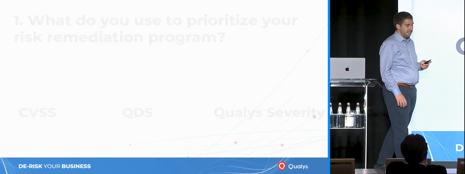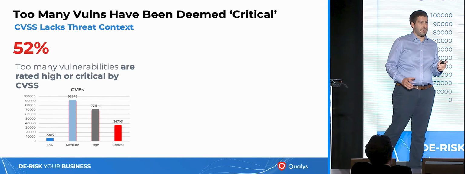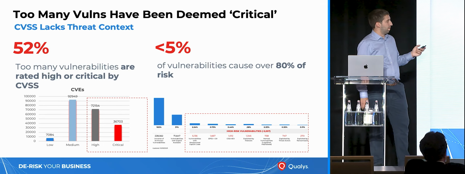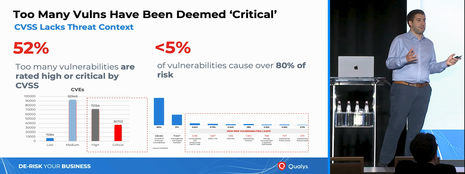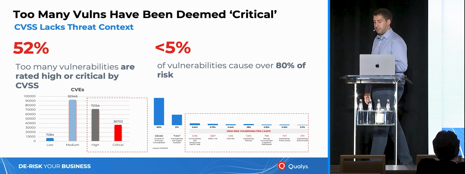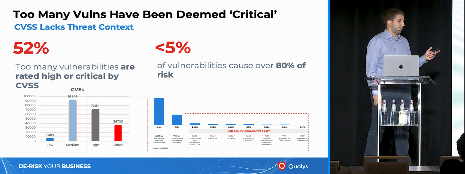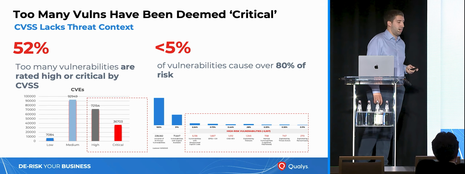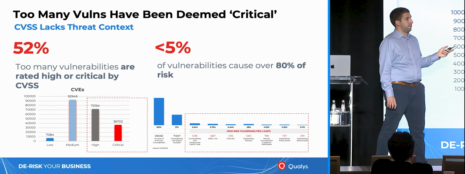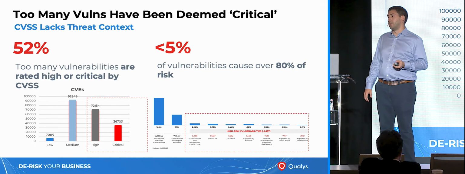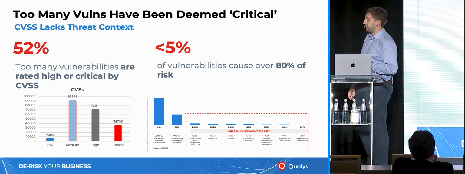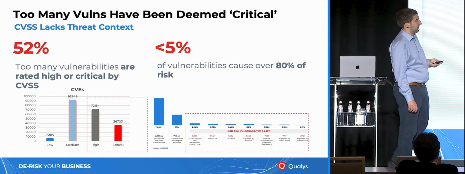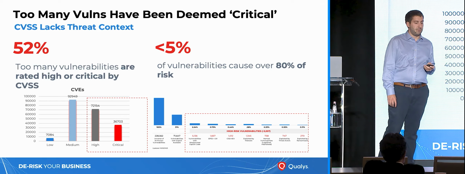So why I think Qualys Detection Score is actually really good. You've probably seen this slide quite a few times, or seen an interpretation of it from Samed, from Shailesh, from the previous presenters, but 52% of CVSSs are classified as critical or high. You can't expect your remediation teams to go out and fix 52% of your vulnerabilities, or not in a quick and automated way. But only 5% of your vulnerabilities actually cause over 80% of your risk.